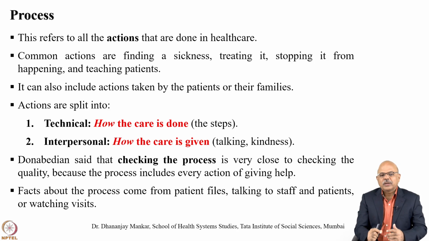Where does Donabedian come in now? The Donabedian model said that checking the process is very close to checking the quality. So you need to emphasize checking the process when you are seeing the organization as a hospital employee or a quality manager, because the process includes every action of giving help. The facts about the process come from the patient's files, patient information, talking to the staff and patients, or even watching visits. All this can give you the process.